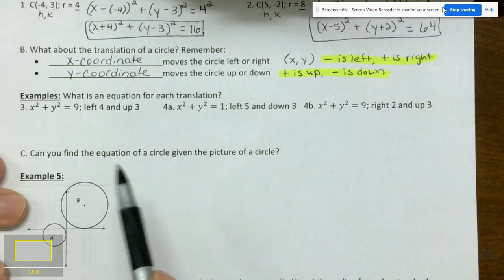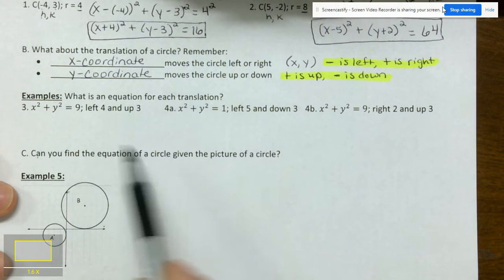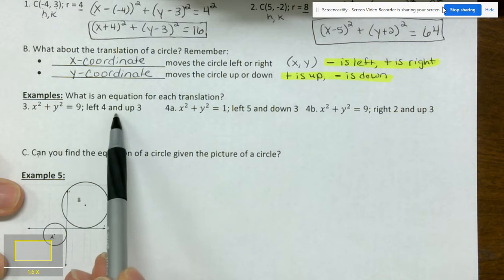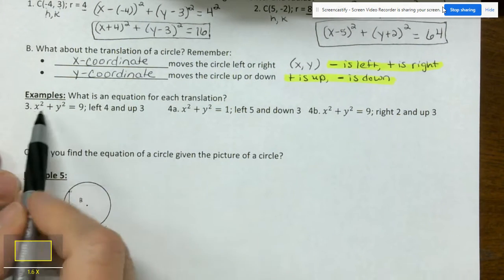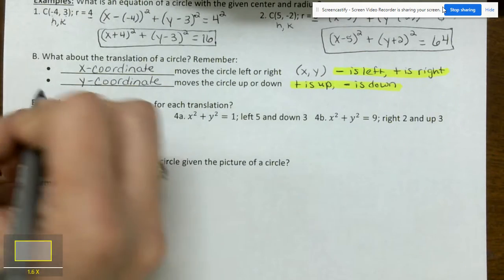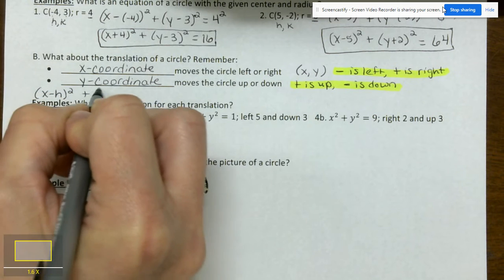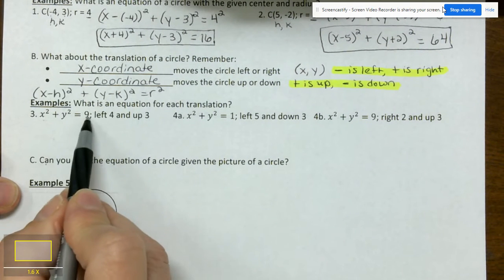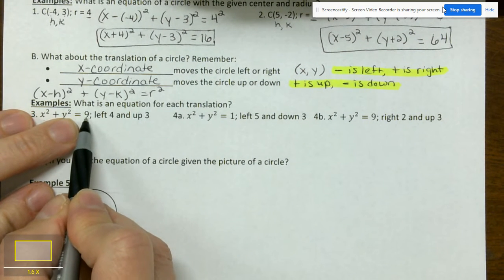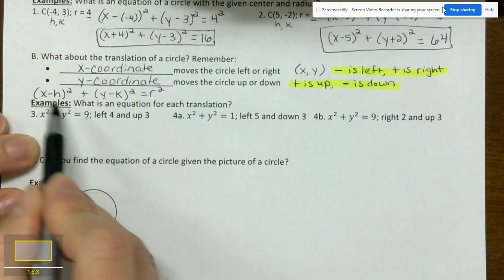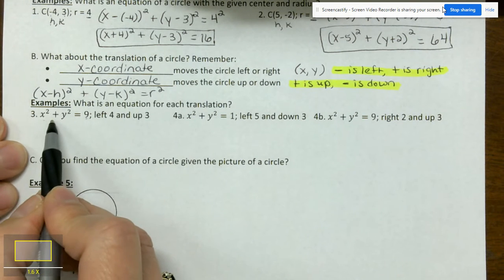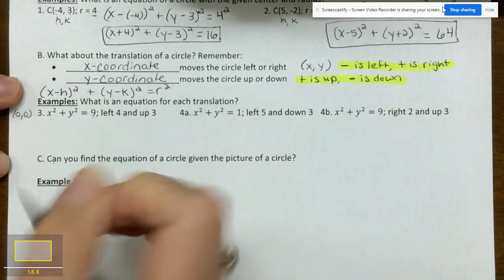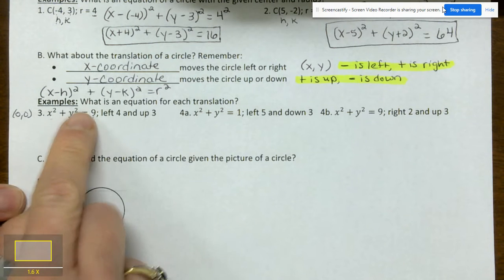So let's look at some examples. What is an equation for each translation? So we've taken x squared plus y squared equals 9, and we're going to move it left 4 and up 3. Now, remember the equation of a circle is x minus h squared plus y minus k squared equals r squared. So we know that our r here is 3. 3 squared is 9. Since there is not an h and a k listed, that means that our center for this particular one is at 0, 0. It's like having x minus 0, y minus 0.